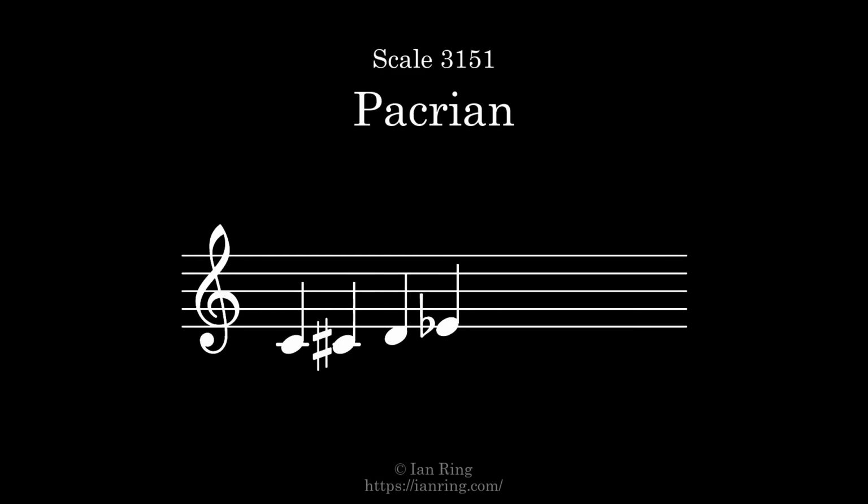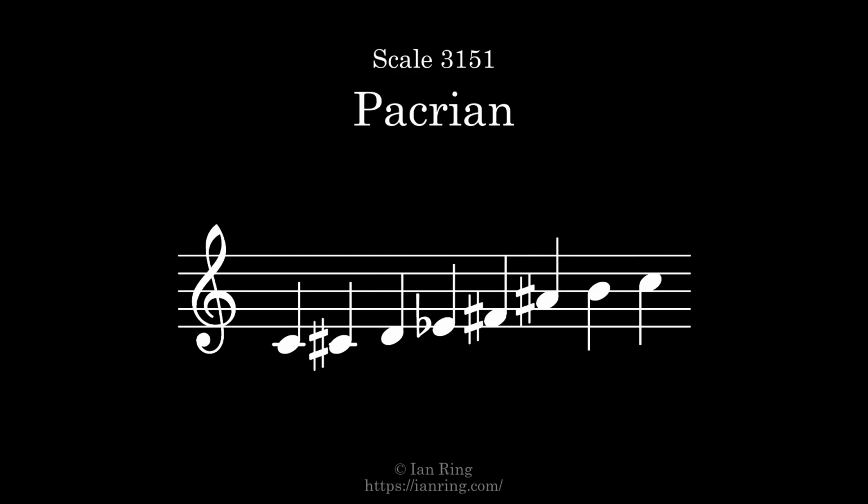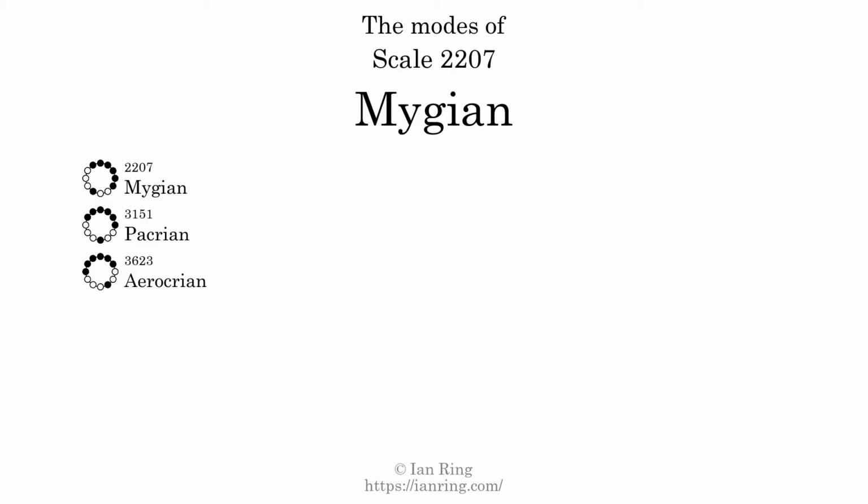This scale has 7 modes. The first mode is itself. The second mode is scale 3151, also known as Pacrian. It sounds like this. The third mode is scale 3623, also known as Heteromorphisms. It sounds like this.